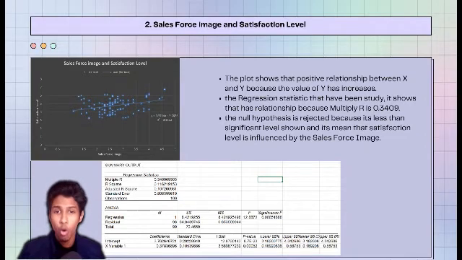0.3784. Moreover, according to the analysis of variance, it illustrates 0.00052, which is the p-value. So the null hypothesis is rejected because it is less than the significance level, and it means that the satisfaction level is influenced by the sales force image.